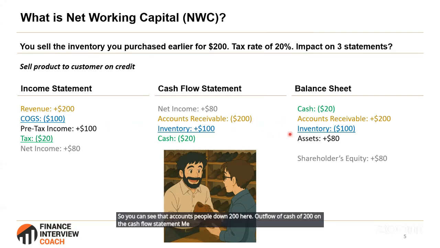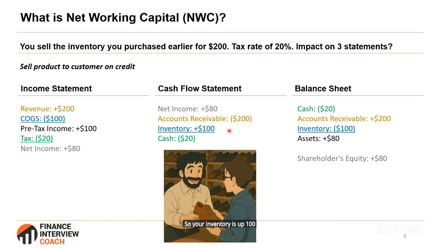Meanwhile, if you sell inventory, your inventory goes down. Well, what happens to your cash then? Well, then you would have more cash. So your inventory is up 100 on this side. So that's one way to think about it.